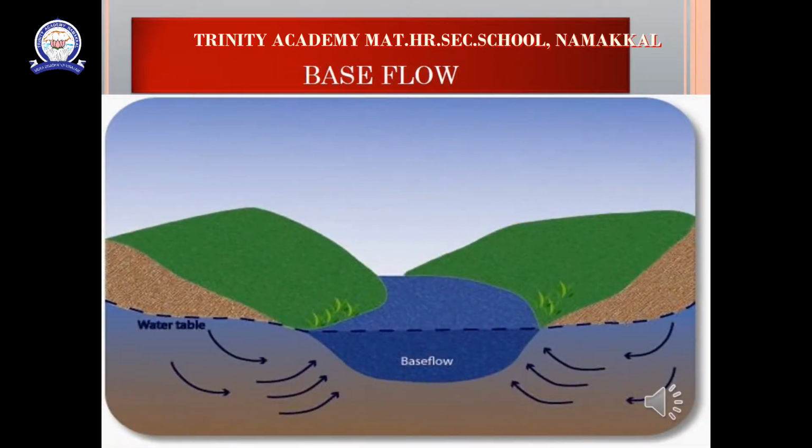Next, base flow. It is the flow of underground water from a saturated groundwater zone to a water channel. It usually appears at a downstream location where the channel elevation is lower than the groundwater table.